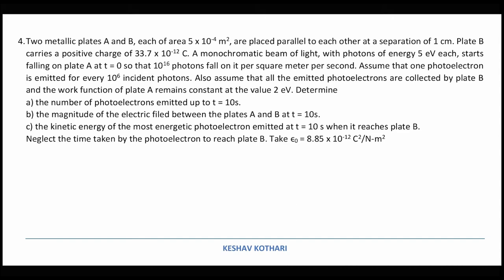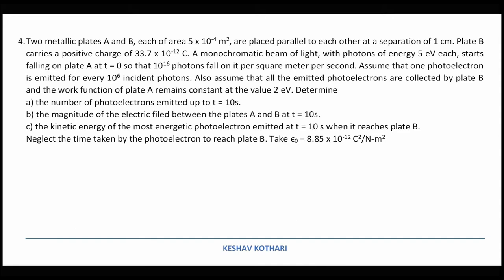So determine, the first one is the number of photoelectrons emitted up to 10 seconds. The second one, the magnitude of the electric field between plates A and B at t equal to 10 seconds. And the third part, the kinetic energy of the most energetic photoelectron emitted at t equal to 10 seconds when it reaches plate B. Neglect the time taken by the photoelectron to reach plate B, and the value of epsilon naught is 8.85 × 10^-12 coulomb square per Newton meter square.